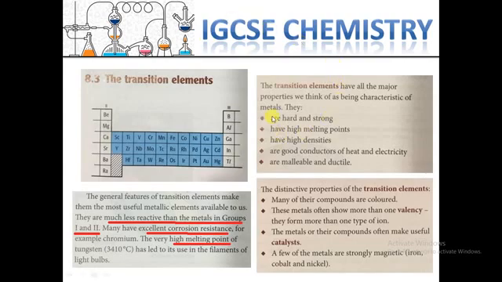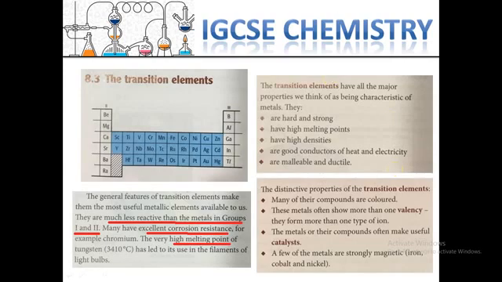Some other major general properties: they are hard and strong, they have high melting points, which is repeated here, and they have high density, and good electrical conductivity, and they are malleable and ductile.